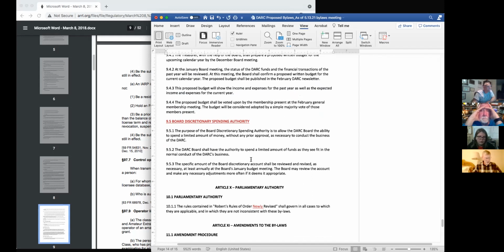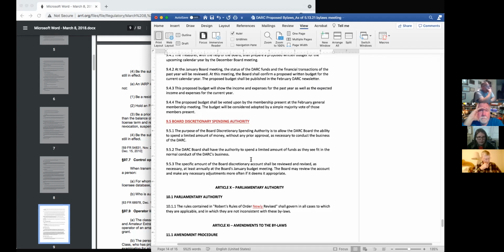9.5, board discretionary spending authority. 9.5.1, the purpose of the board discretionary spending authority is to allow the DARC board the ability to spend a limited amount of money without any prior approval as necessary to conduct the business of the DARC. 9.5.2, the DARC board shall have the authority to spend a limited amount of funds as they see fit in the normal conduct of the DARC's business.